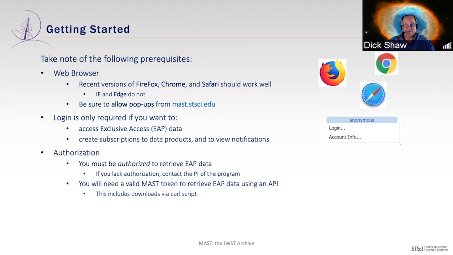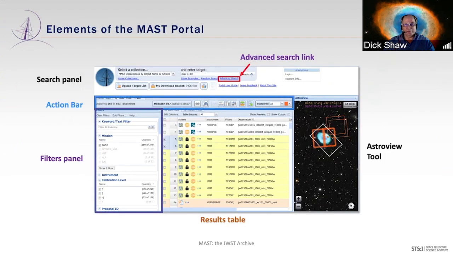And Jenny will talk about that in one of her demonstrations. This is just a finding chart for the MAST portal. It's what it looked like after a successful search. And you can see various things at the top. There's a search panel. There's an action bar that you can do various things with here.